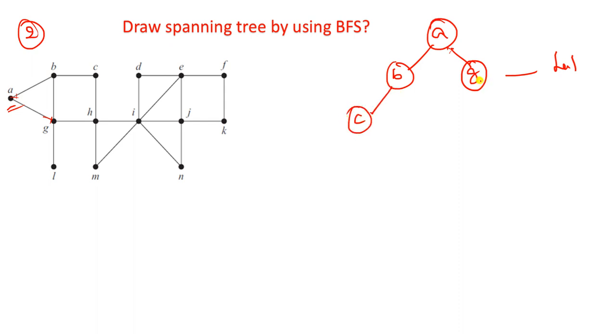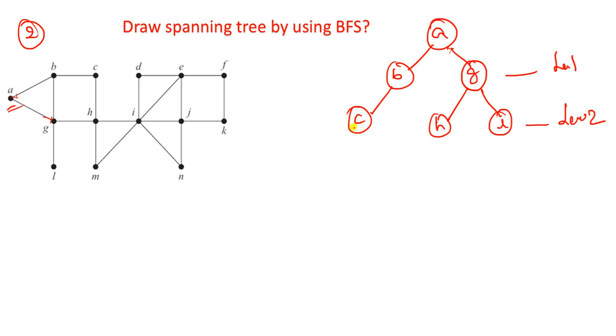G is incident with A, B, H, L, but A and B are all visited. So here we can take H and we will take L. Okay, L, G, H, L. Now the elements in level 1 are completed. Now come to level 2.